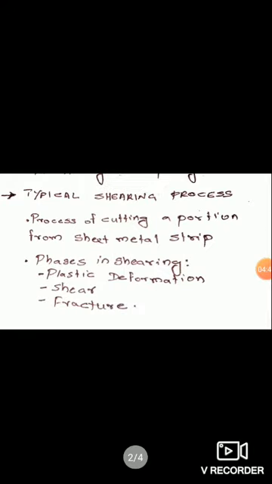Next, what is a typical shearing process? Shearing is nothing but cutting a portion from the sheet metal strip. When we cut a portion from a sheet metal strip, it is called a shearing process. The phases in the shearing process are plastic deformation, shear, and fracture.